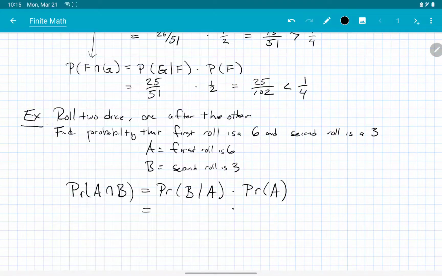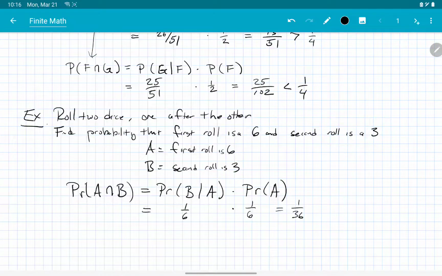All right, what is the probability of A? What is the probability that the first roll is a 6? That is 1/6, right? We're assuming a 6-sided die. So that should be 1/6. Now, given that we got a 6 on the first roll, what is the probability that the second roll is a 3? 1/6, right? Does the second die care about the first die? No. Right? All the possibilities are equally likely. This is different from selecting 2 cards from a deck. So this is equal to 1 out of 36.